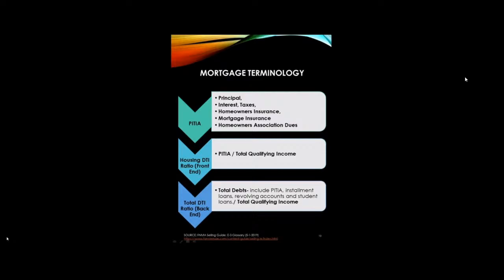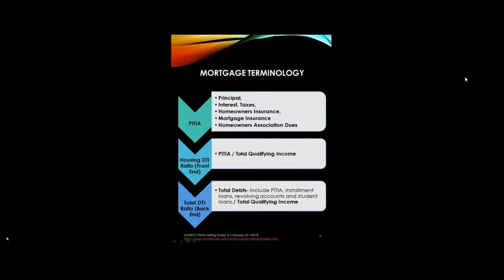So what are the housing ratios? You might hear a front-end DTI, and that's the PITIA divided by the total qualifying income that you determine the borrower is earning on a monthly basis.